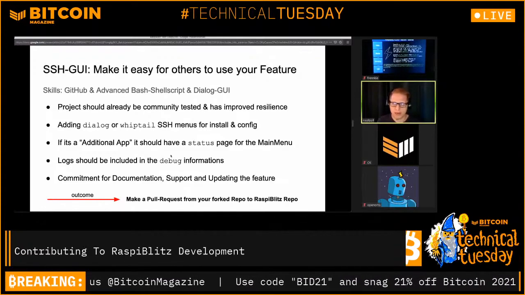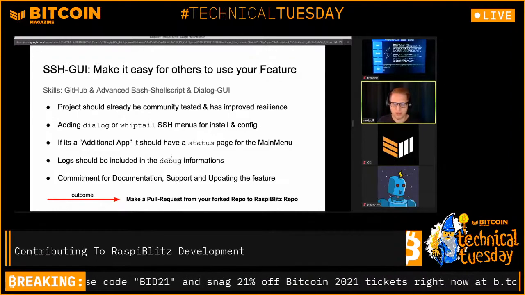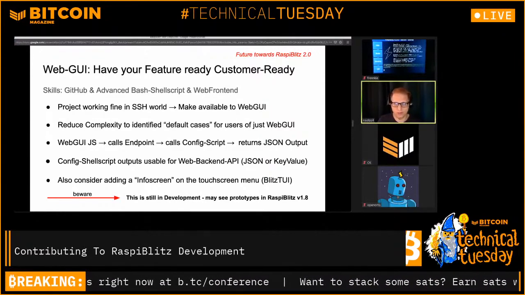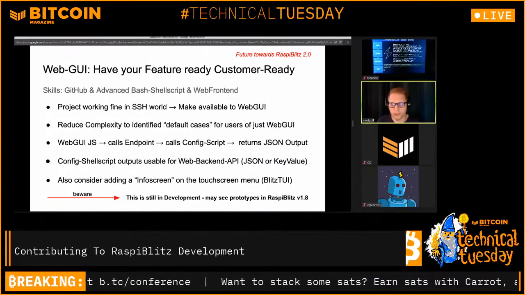In the end, you make again a pull request, and we will see if we can add it to the RaspiBlitz repo and the next release. That's almost like that. The SSH GUI is already like master. So now we just want to prepare you maybe already for ninja level here.